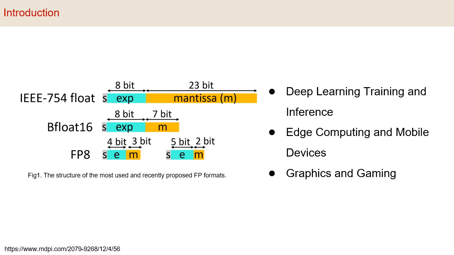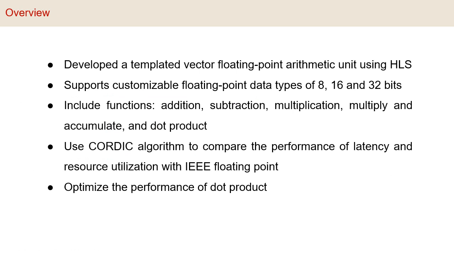To further optimize floating point operations, fused designs combine alignment, normalization, and rounding into a single operation, reducing computation overhead. Building on this idea, our project develops a templatized floating point arithmetic unit. In this project, our design supports customizable floating point data types, including 8 bits, 16 bits, and 32 bits formats. It is flexible for different application requirements. Our arithmetic unit includes core functions such as addition, subtraction, multiplication, multiply accumulate, and dot product, which are essential for tasks like deep learning and signal processing.